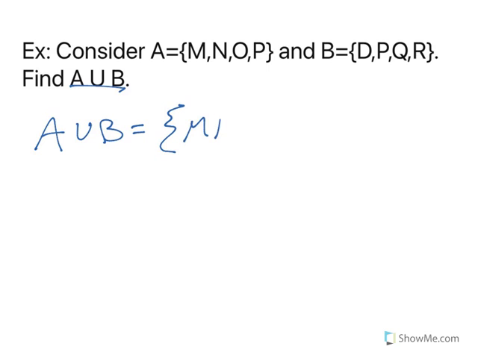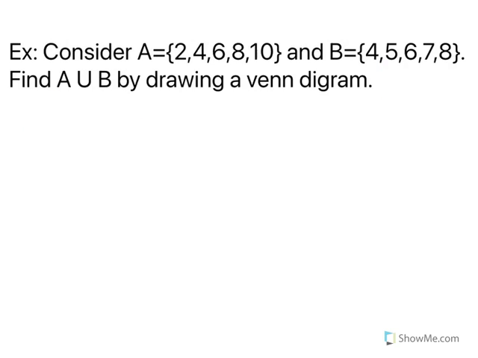I'm going to have everything in A, so I just rewrote those. And then when I go to B, I would have D, well, I already have P written down, Q, and R. So we don't need to list P twice. We only need to list it once, but we have all 7 of those. So you can notice that there are 7 elements in A or B. That's all it means. We're just kind of mushing everything together.